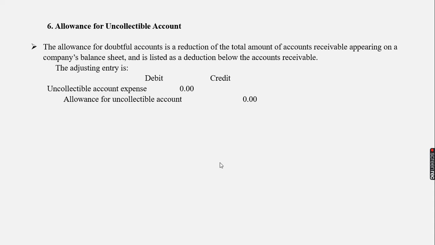So, ang adjusting entry mo is uncollectible account expense, we have, and the credit is allowance for uncollectible accounts. Okay, expense mo na yun, uncollectible account expense. So, that is considered your expense kasi hindi mo na siya masisingil. So, ililess mo lang siya sa pautang mo sa accounts receivable mo. Okay?